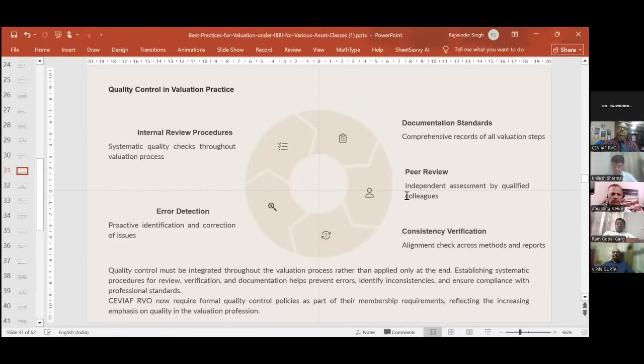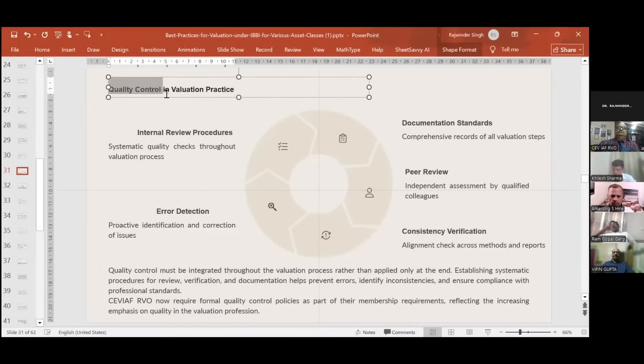And then another important thing is error reduction. Proactive identification and correction of the issues is important before the issuing of the valuation report. And then you must maintain consistency of your work. So for consistency verification, you should align and check across methods and reports. These are the various things which you can do for maintaining quality control in your valuation practice.